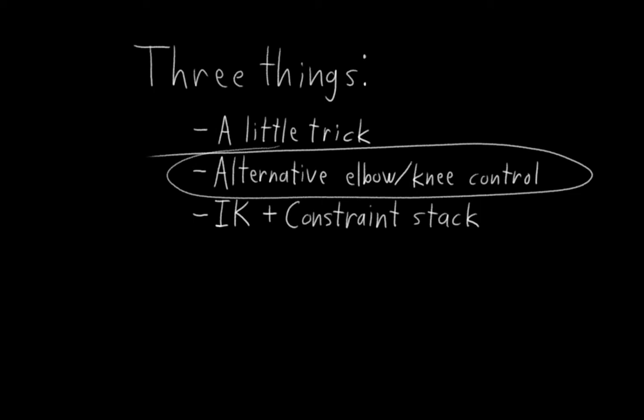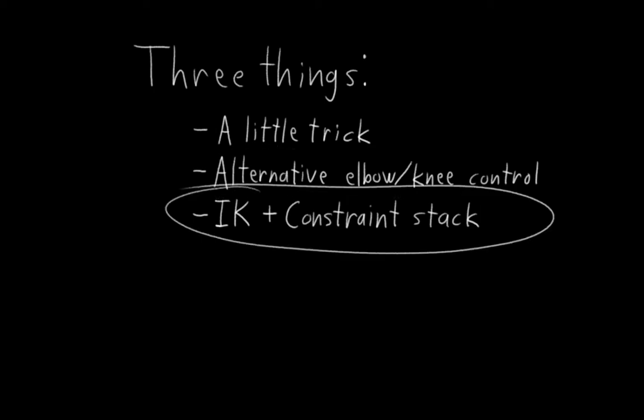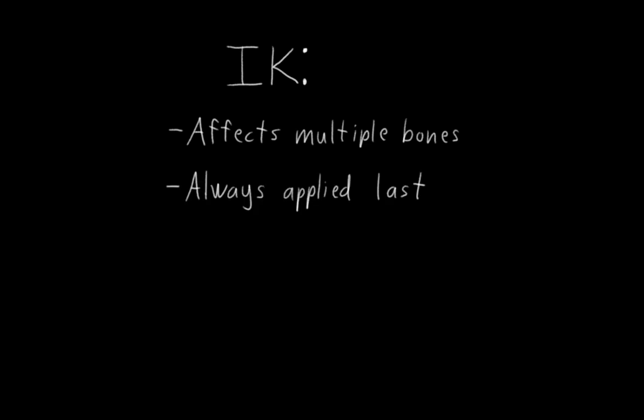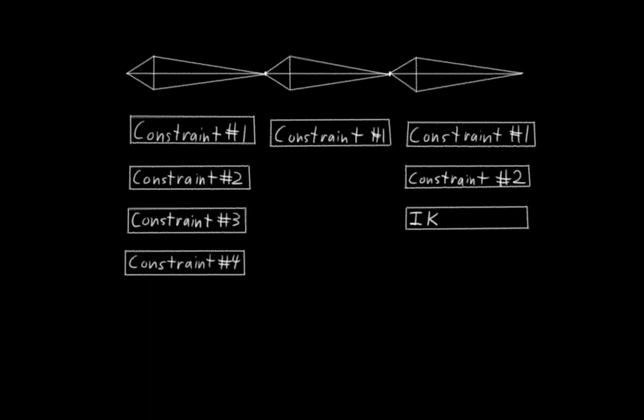So the last thing that I want to talk about is how inverse kinematics fits into the constraint stack. The tricky thing about inverse kinematics is that, unlike most other constraints, it affects multiple bones. And because of that, it always gets applied after all of the other constraints on those bones. To understand why, let's take a look at yet another silly little drawing.